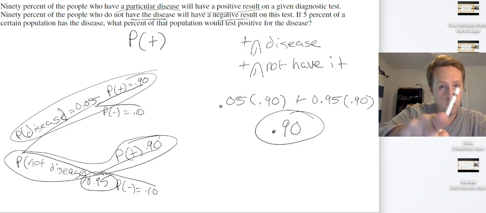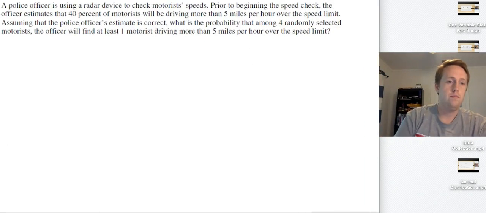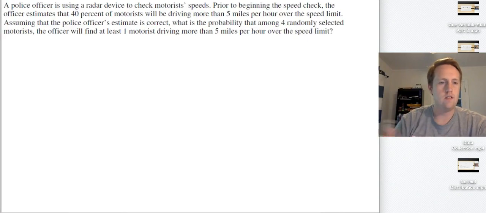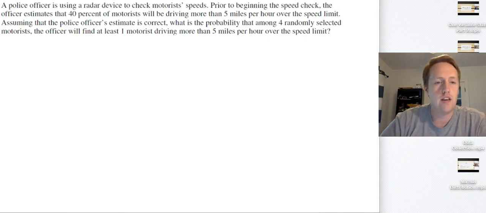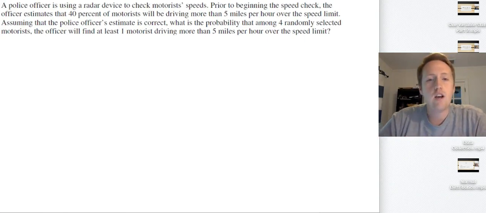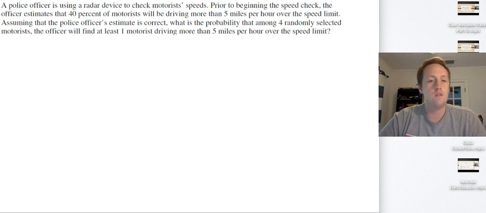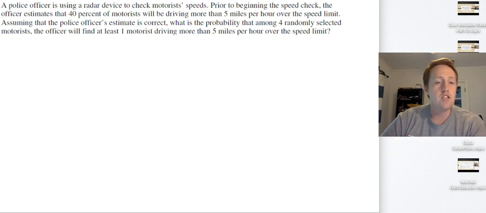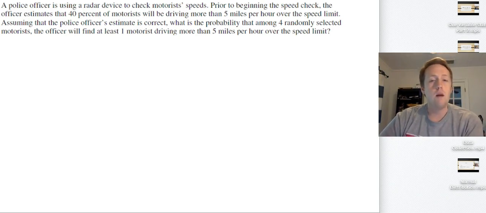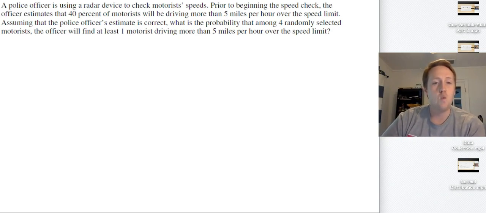I believe this is the last one. It is. This is the last one. A police officer is using a radar device to check motorist speeds. Prior to beginning the speed check, the officer estimates that 40% of motorists will be driving more than 5 miles per hour over the speed limit. Assuming the police officer's estimate is correct, what is the probability that among 4 randomly selected motorists, the officer will find at least one motorist driving more than 5 miles per hour over the speed limit?